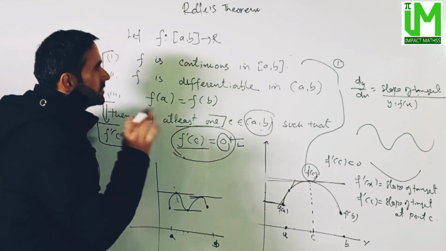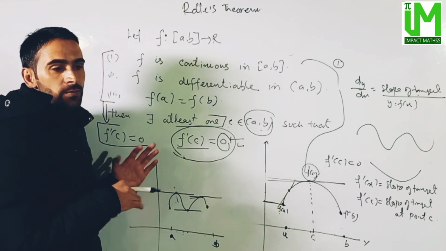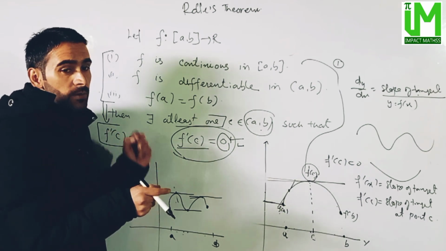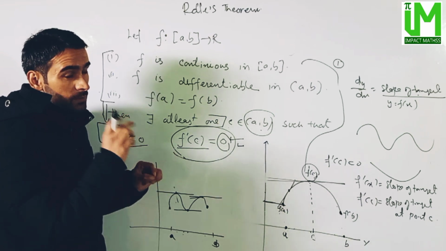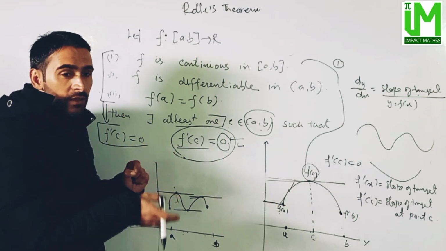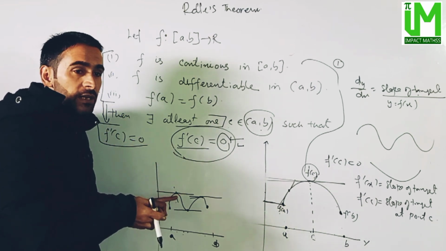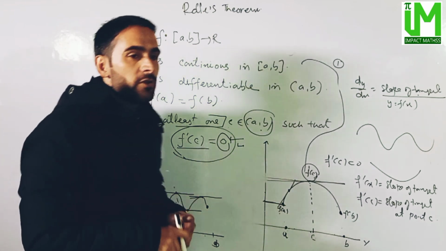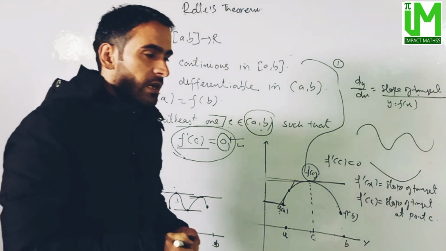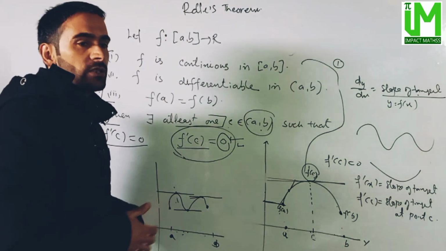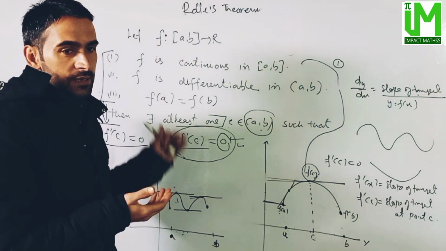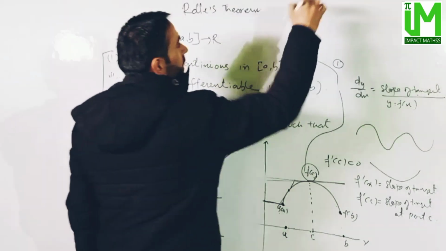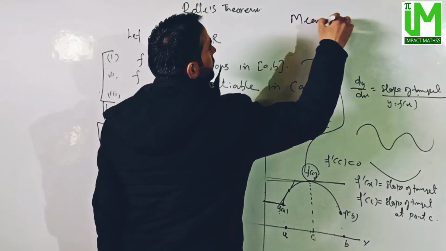So simply, Rolle's theorem says that if a function is such that f is continuous, f is differentiable, and f of a is equal to f of b, then there exists at least one point such that if we draw the tangent at that point, the tangent is parallel to the x axis. So this is the statement of Rolle's theorem. Exactly like this statement, there is another statement, that is the mean value theorem.